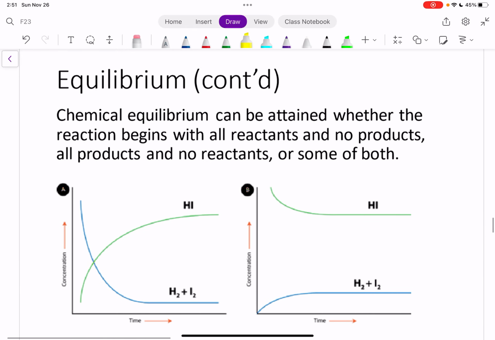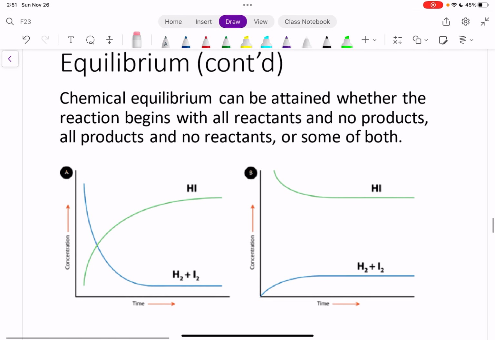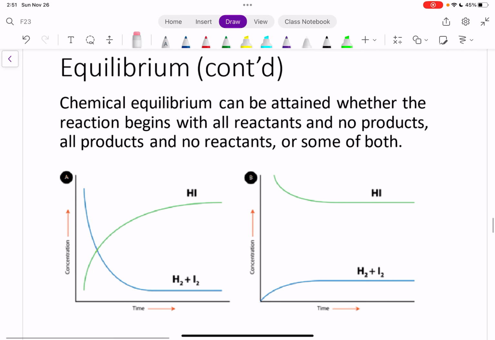Or all products and no reactants. So for instance, we start with all of my HI and I haven't made any H2 and I2 yet. Or some of both, right? We can start with a little bit of HI and a little bit of H2 and I2, and we can still achieve that chemical equilibrium. All that chemical equilibrium means is that the rate of the forward reaction and the rate of the reverse reaction are equal.